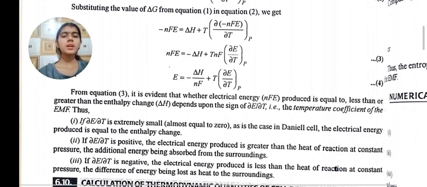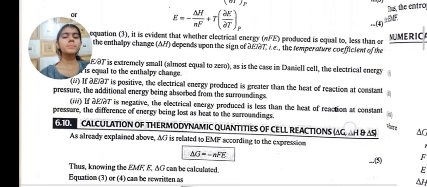Third condition is if ∂E/∂T is negative, the electrical energy produced is less than the heat of reaction at constant pressure, the difference of energy being lost as heat to the surroundings.